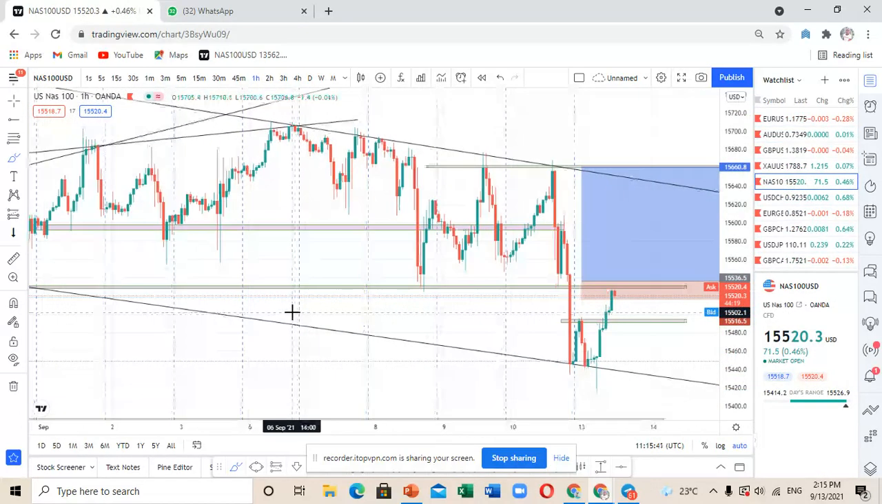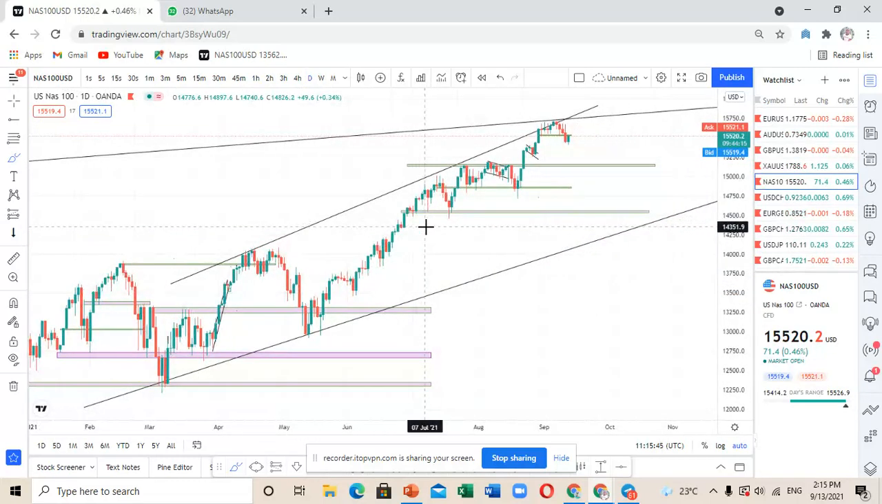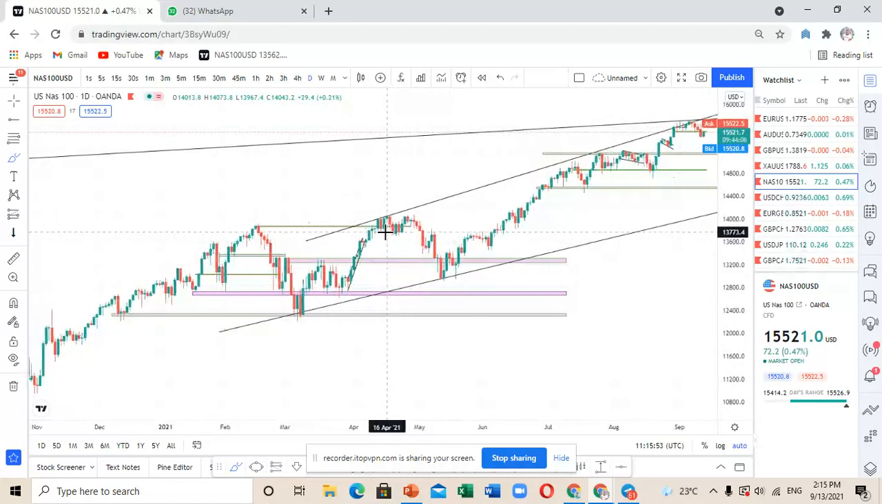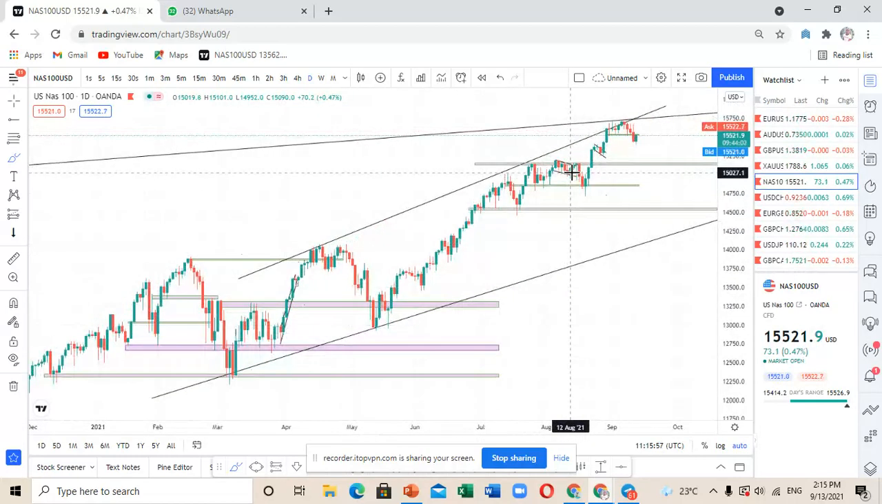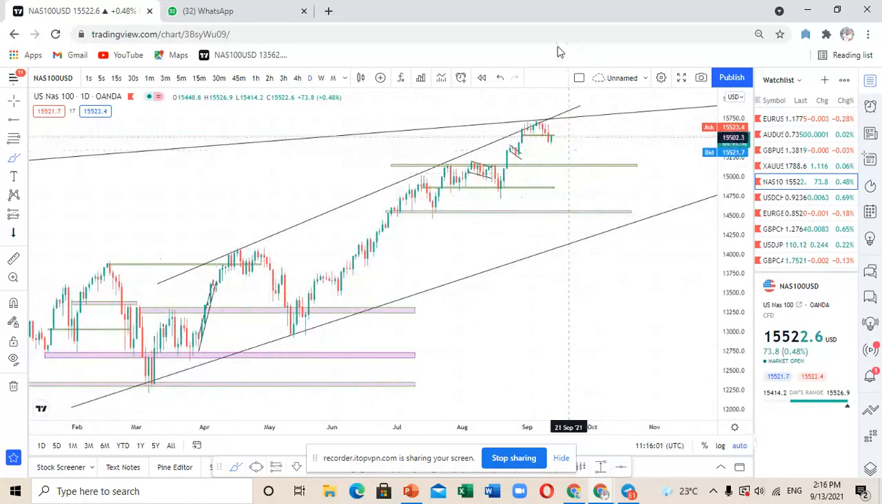So moving into the NAS 100, if I may start from the daily time frame. Now looking at the daily time frame, usually the NAS 100 is good when it comes to buying more than selling, because NAS 100 keeps on creating new highs every week. So currently you can see we are always in a bullish trend when it comes to the daily time frame, especially when it comes to the NAS 100.